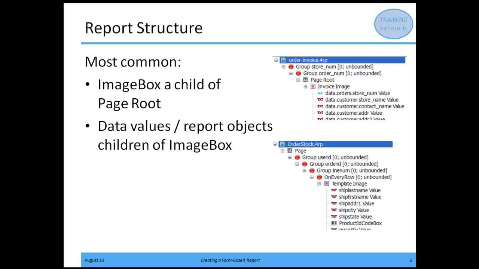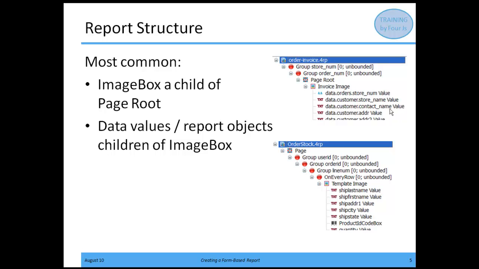So what about integrating the report triggers and the image box and page root in the report structure? It really depends upon what the form is trying to display. In general, the image box is going to be a child of the page root, and then the data values and the report objects are going to be children of the image box. But of course, it can vary upon what your report or what your form is trying to capture.